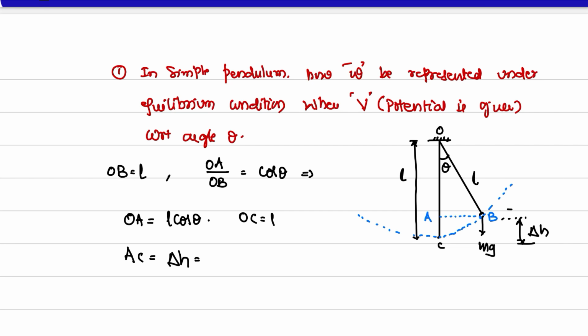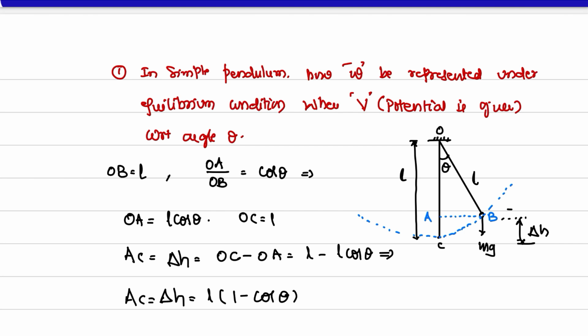The delta H is equal to OC minus OA. That is equal to L minus L cos theta. That implies AC, which is delta H, is equal to L into 1 minus cos theta. This is a very important equation. Please, if you want, write it down and solve it yourself.